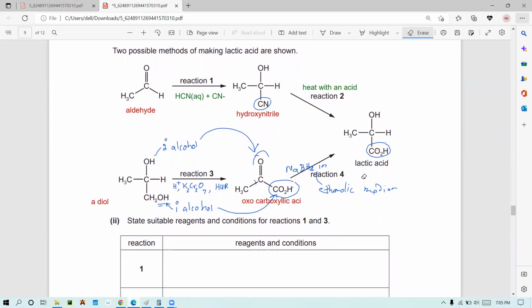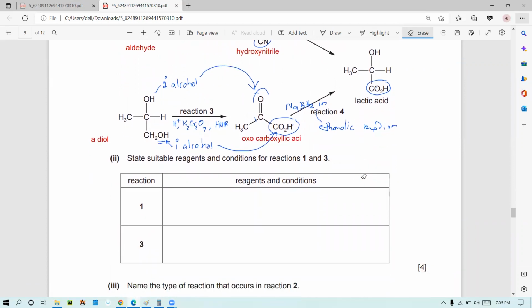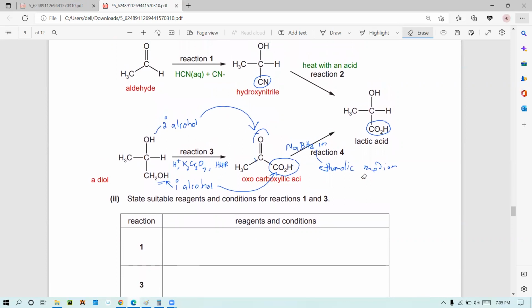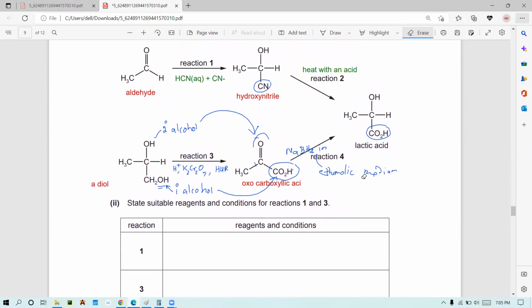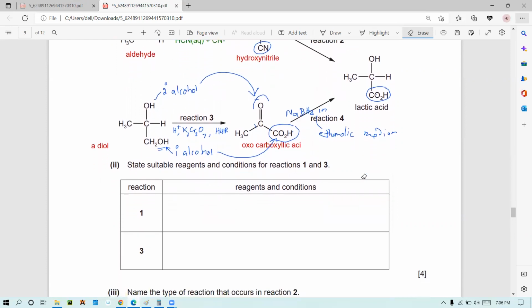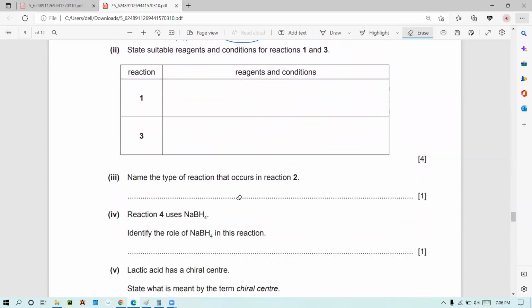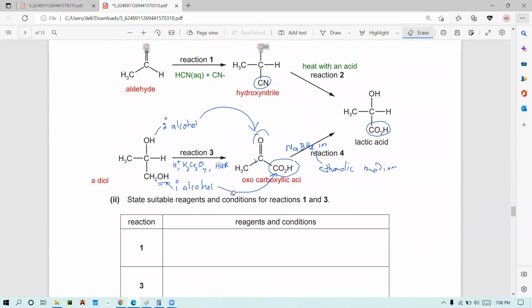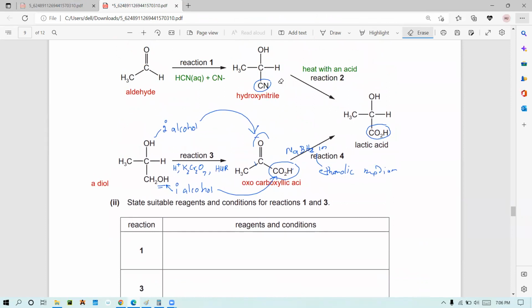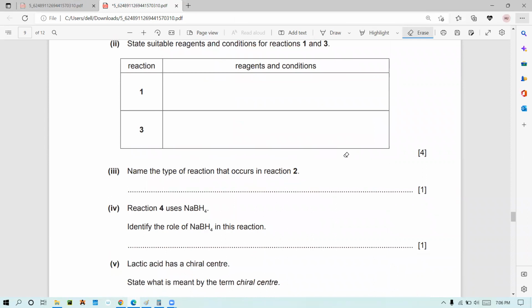And afterwards, you can complete the table given here. It's about reagents and conditions for reaction 1 and 2. If you have taken down these conditions and reagents in the reaction chart itself, you can do the fill in the blanks over here. Name the type of reaction that occurs in reaction 2. Reaction 2, cyanide group goes to COOH. It is hydrolysis.